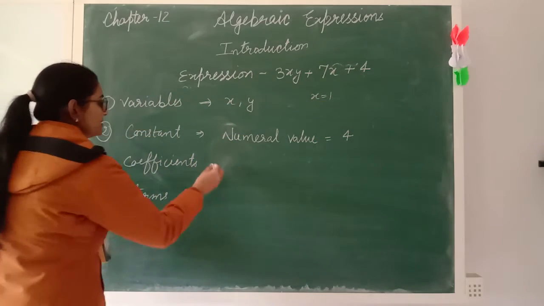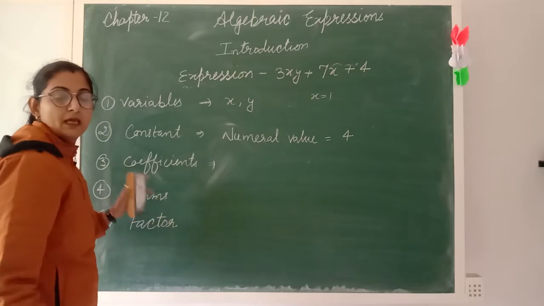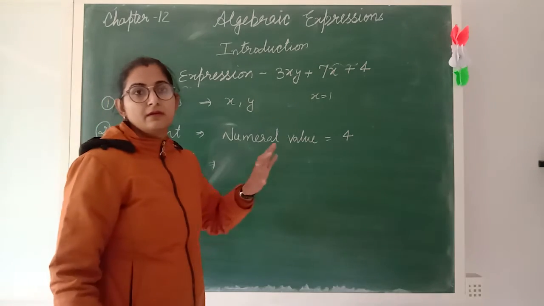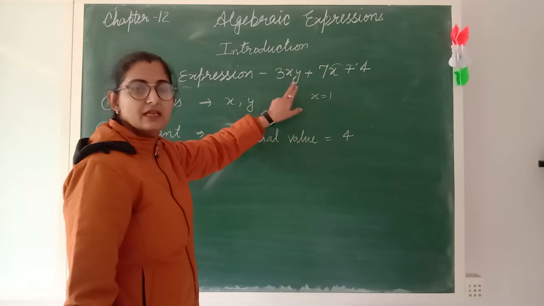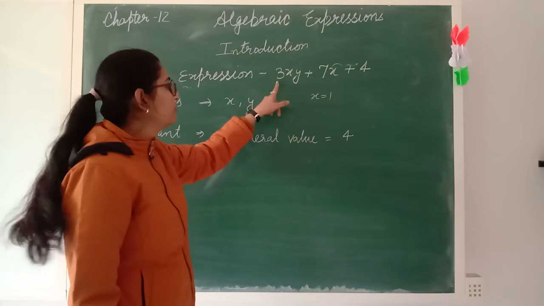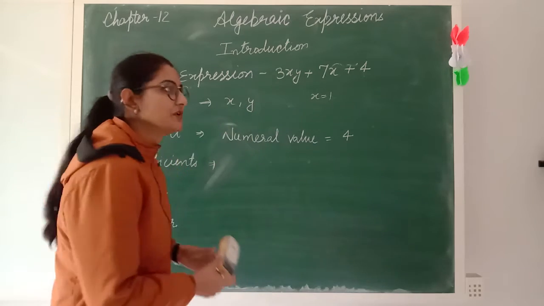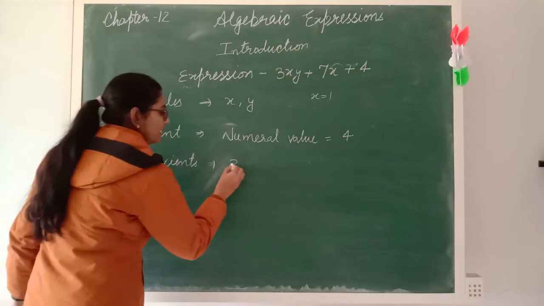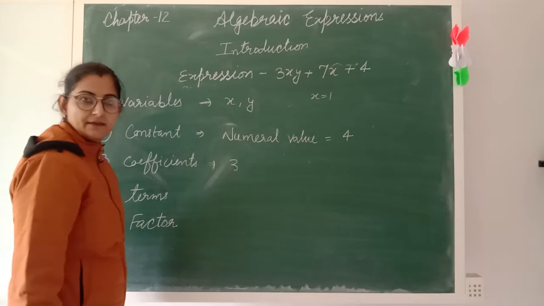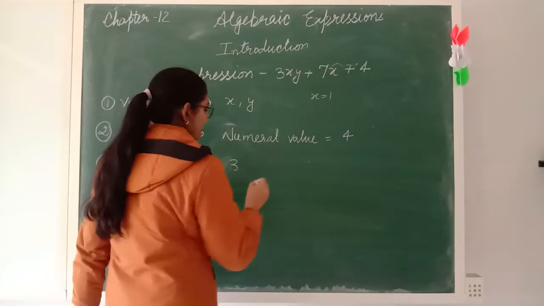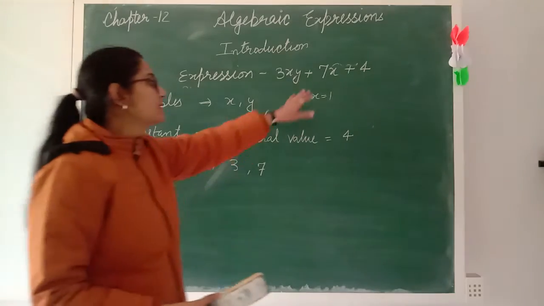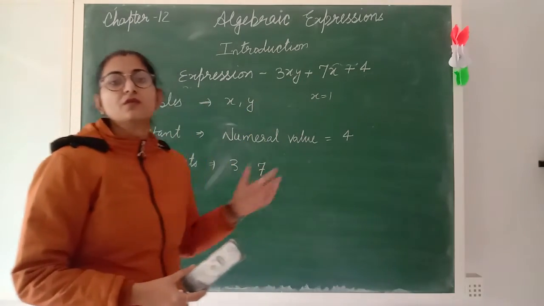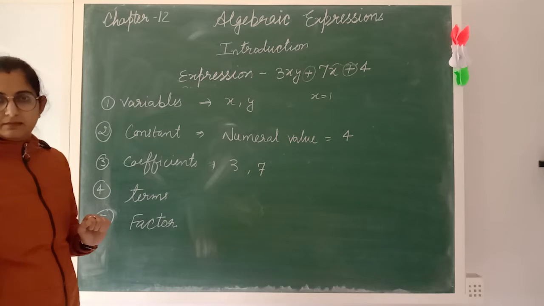Okay, so what is a coefficient now? The numeral before or with the variables. Here x and y both are variables, and the numeral value 3 with xy is treated as a coefficient. So 3 is the coefficient of xy, and the next coefficient is 7 with x. x is also a variable, no? So 7 is a coefficient here. Now what is a term?